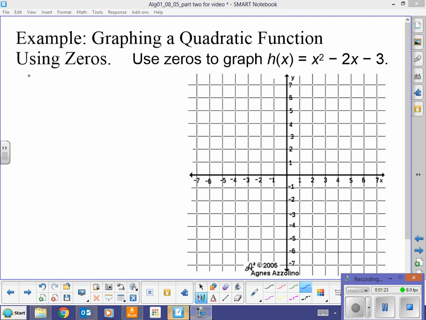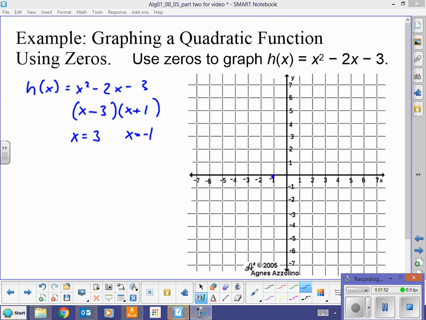Okay, so our first example, graphing the quadratic function using zeros, and here we have h of x is equal to x squared minus 2x minus 3. So what we want to do is find the zeros. So we're going to factor this first into x minus 3 and x plus 1. So we know that x equals 3 and x equals negative 1. So those are our zeros.